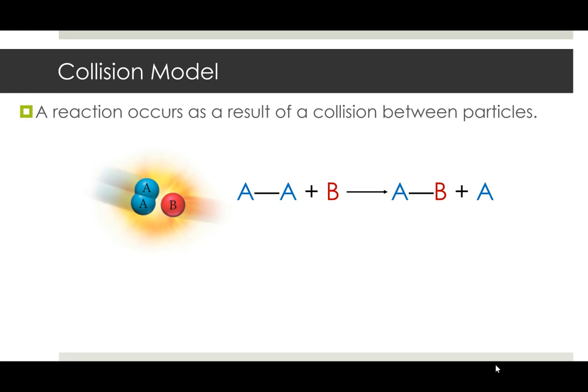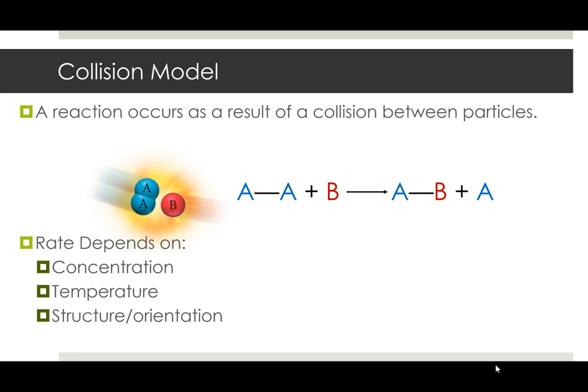We're going to look at the details of each of these throughout the chapter, but I want to just really quickly understand what rate depends on. So if we're talking about speeding a reaction up or slowing it down, what are some things that we could do to that reaction to speed it up or to slow it down? So these are three items that rate depends on. I'm going to quickly introduce them now, and then we'll go over them in much more detail throughout the chapter.